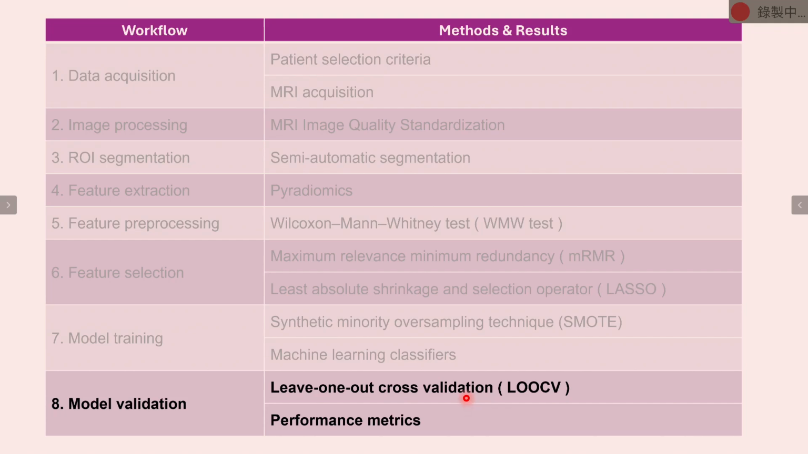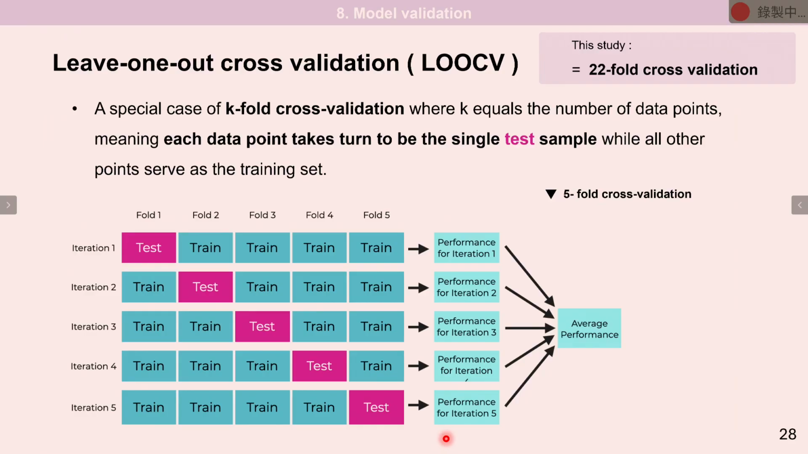The basics of leave-one-out validation is almost the same as k-fold cross-validation. K-fold cross-validation is to split the data into k folds. I will use five-fold cross-validation as the example. Each fold will take turns to be the test sample every iteration, and every iteration can give performance results. And the average performance can represent the overall performance of this model.